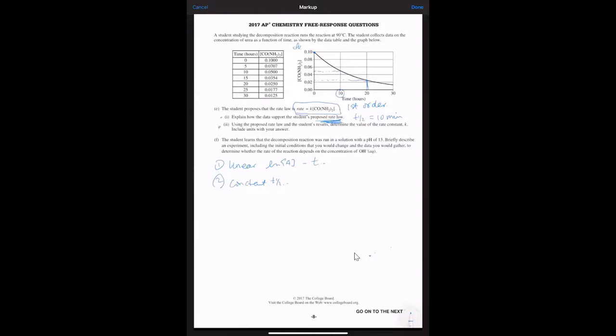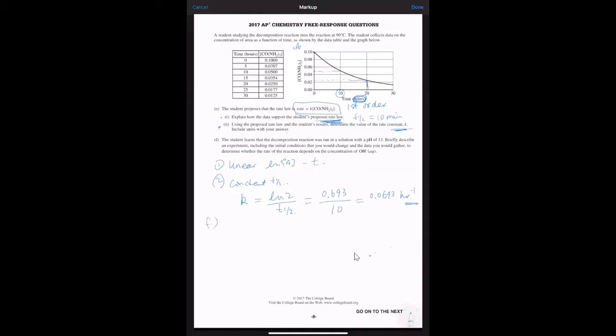The second question: using the proposed rate law and the student's result, determine the value of the rate constant k. Again, right now this is just a too simple question for us. We know k equals ln 2 divided by t half, right? So k equals 0.693 divided by 10. However, we need to be consistent with the unit, so it's hour instead of second as before. So that is 0.0693 hour⁻¹. This is the unit.